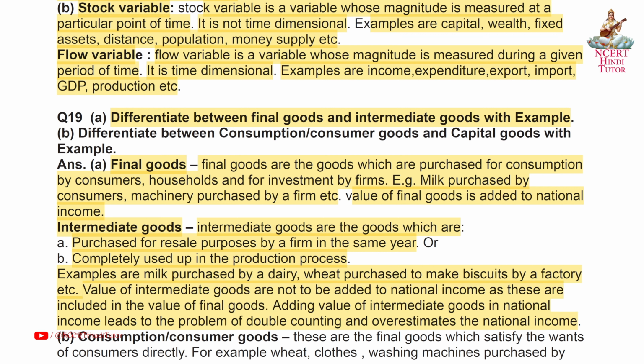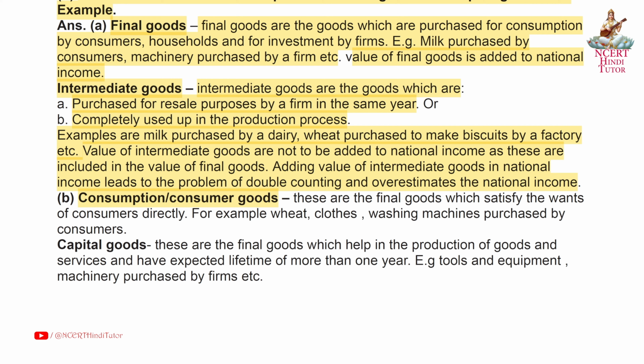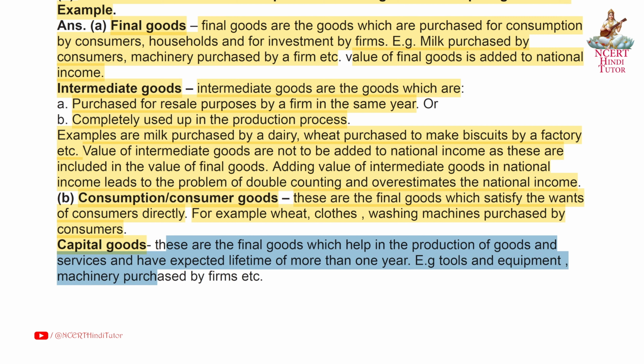B. Differentiate between consumption, consumer goods and capital goods with example. Answer. Consumption, consumer goods. These are the final goods which satisfy the wants of consumers directly. For example, wheat, clothes, washing machines purchased by consumers. Next, capital goods. These are the final goods which help in the production of goods and services and have expected lifetime of more than 1 year. Example: tools and equipment, machinery purchased by firms, etc.